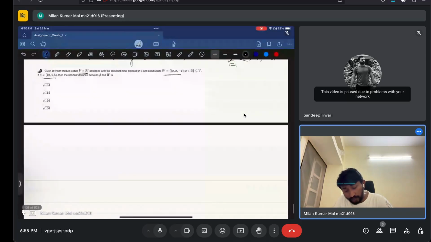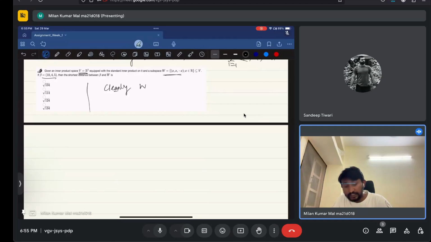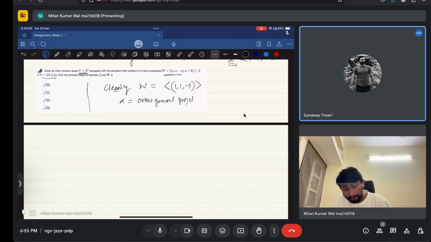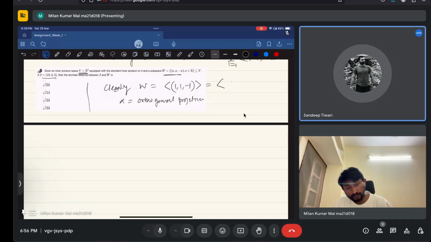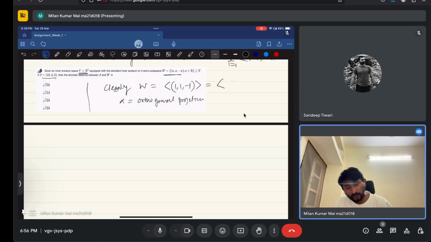So let's do this. Clearly W is spanned by 1, 1, minus 1, right? This is the vector. So alpha, the orthogonal projection, is equal to 9 by root 3 times 1, 1, minus 1. No, I need an orthonormal vector, sorry. I have to find it orthonormal first. We divide by the norm squared, so there will be 3 times 1, 1, minus 1. So it is 1 by root 3, comma 1 by root 3, comma minus 1 by root 3, right?